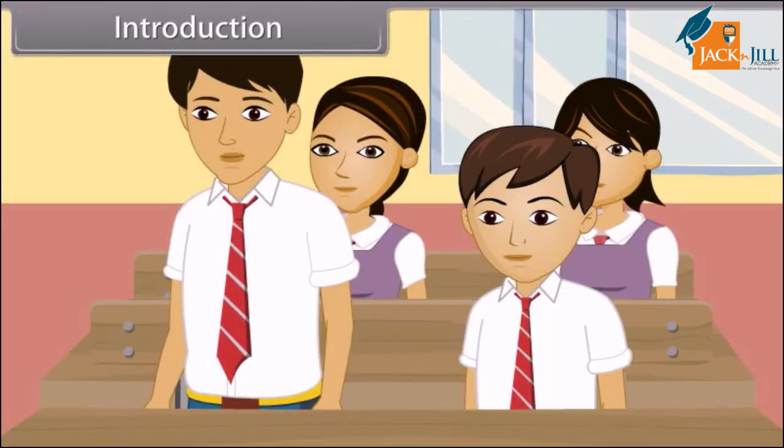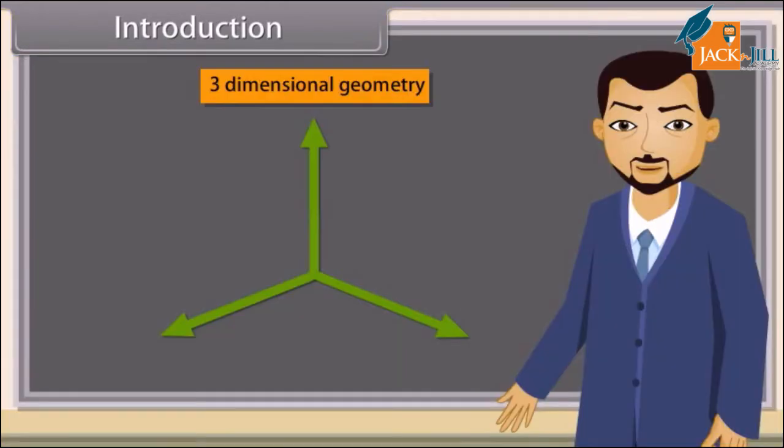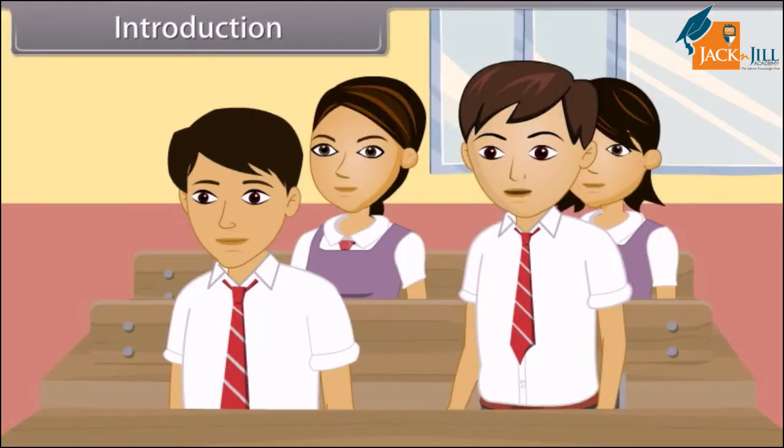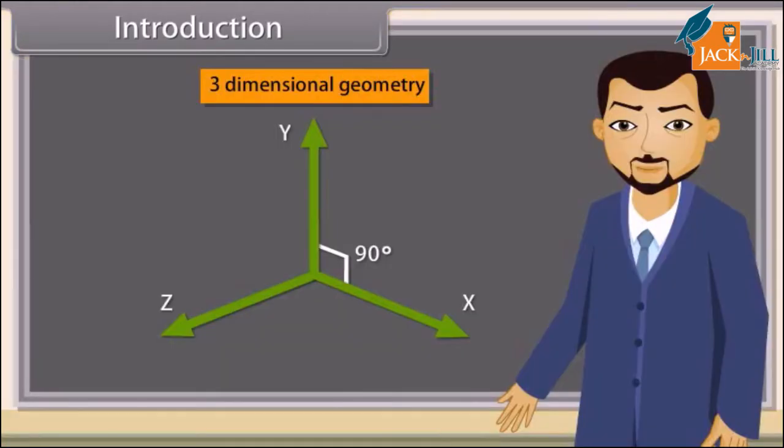Teacher, in three dimensions we consider x, y and z axis. Very good. What is angle in between these three axes? Teacher, the angle in between the axes is 90 degrees. Well said. So let's move further. In this lesson, you will learn three-dimensional geometry.